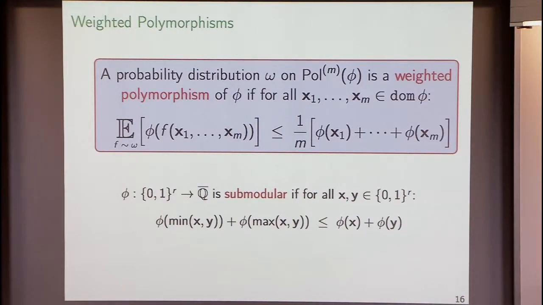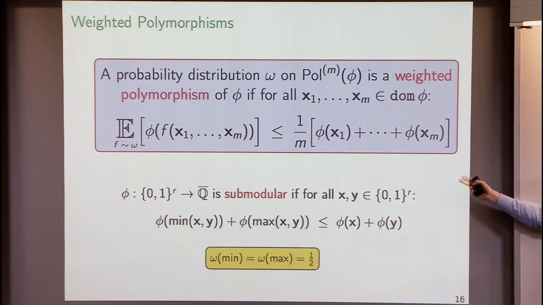Often they are defined equivalently using intersection and union. So min has the role of intersection and max has the role of union. And this is a weighted polymorphism of phi, which assigns probability half to min and half to max. So this important concept of submodularity fits here as a very special case. So that indicates that these objects are perhaps interesting.